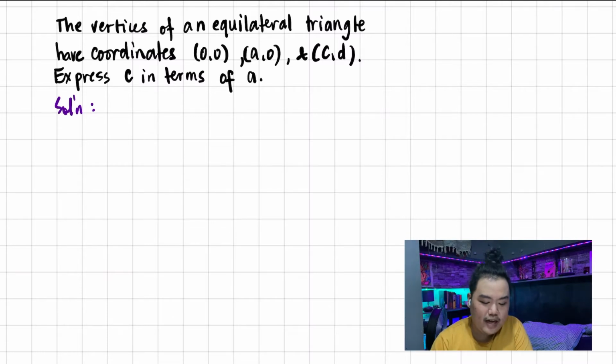So yung tanong ay, the vertices of an equilateral triangle have coordinates (0, 0), (A, 0), and (C, D). So, yung A, C, and D can be positive, negative. Okay? Ang tanong, express C in terms of A. So, babalikan ko kayo para pag-isipan muna yung problem na to.